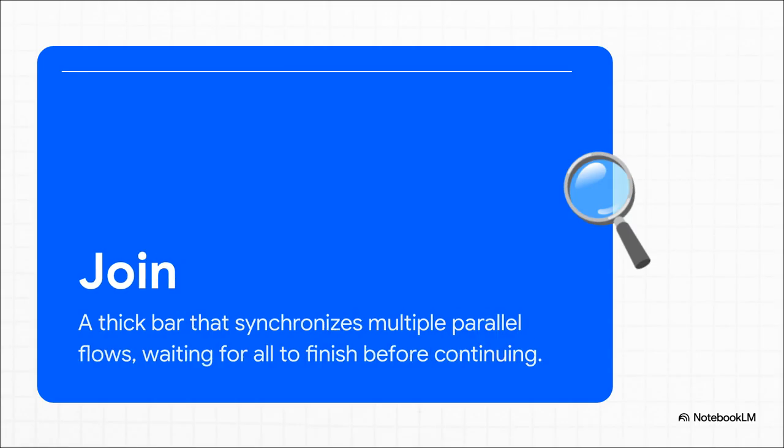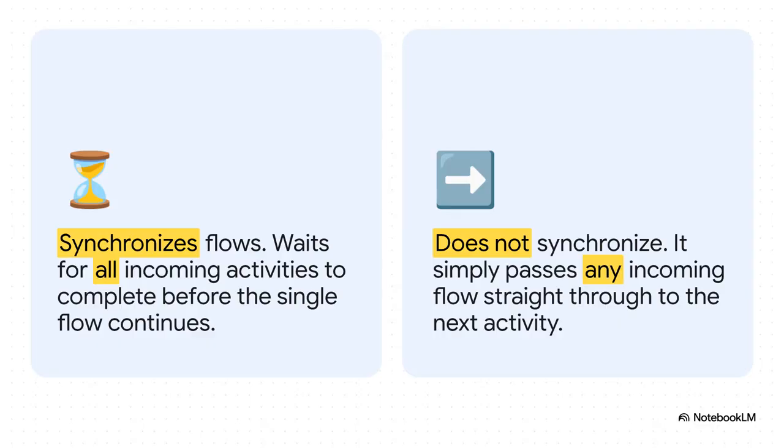And of course, if you can split a process apart, you need a way to bring it back together. That's what a join is for. It's another thick bar, but this one acts like a checkpoint. It literally waits for all those parallel activities to finish before it lets the process continue on as a single path. It's all about synchronization. Okay, now this is a really important distinction, so pay attention here. A join waits. It's strict. It will not let the process move forward until every single parallel task is done. A merge, on the other hand, doesn't wait for anything. It just funnels different paths back into one. So remember, join synchronizes, merge just merges.